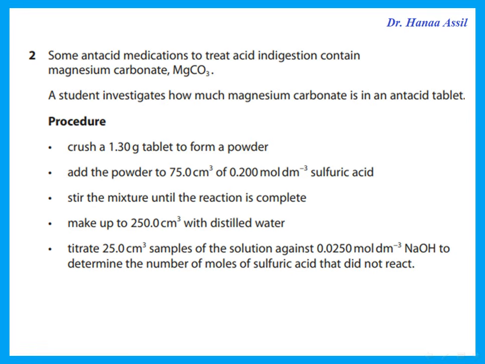So what is he doing? He has a tablet and he wants to know how much magnesium carbonate is in the tablet. He adds the tablet to sulfuric acid. Of course, the magnesium carbonate in the tablet will react with the acid. But then, how do I know how much acid has reacted? I go through a roundabout way in which I titrate whatever is left of the sulfuric acid so that I can determine how much sulfuric acid did not react. Then I subtract it from the original amount of sulfuric acid in order to know how much reacted with the magnesium carbonate. Are you following?